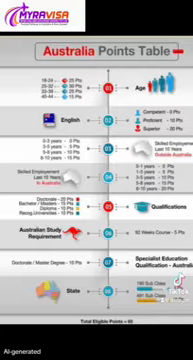You also get points for Australian study requirements, NAATI, professional year, STEM and different others. And you also get points based upon your partner as well. So if you don't have a partner, you get, as an example, 10 points. So there are different points criteria that you need to worry about. To apply for an EOI, you have to have 65 points. That's very important for the 189 visa.